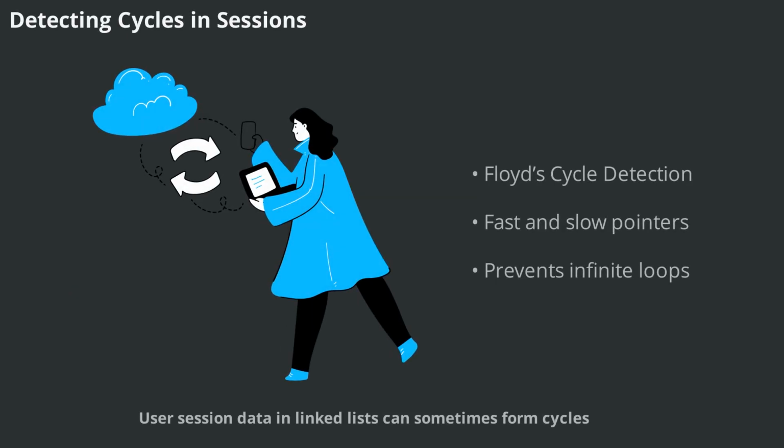User session data and linked lists can sometimes form cycles, leading to infinite loops or memory leaks. Interviewers often ask how to detect such cycles. Floyd's cycle detection algorithm, also known as the fast and slow pointer method, is the standard solution. By moving two pointers at different speeds, you can identify cycles efficiently. This technique is fundamental for ensuring robust data structures and preventing issues in session management.